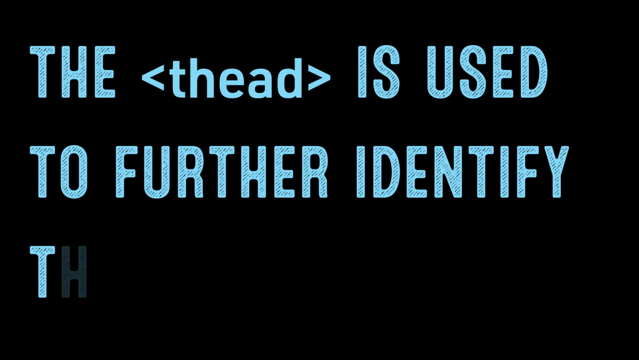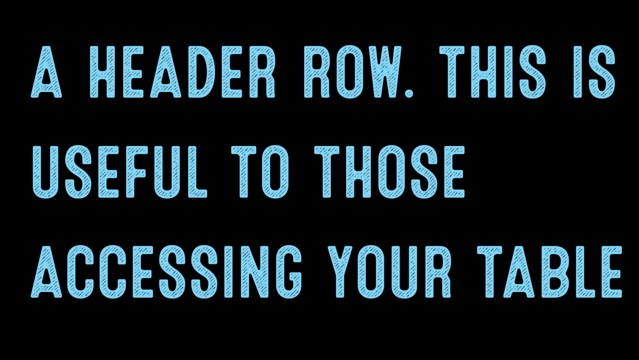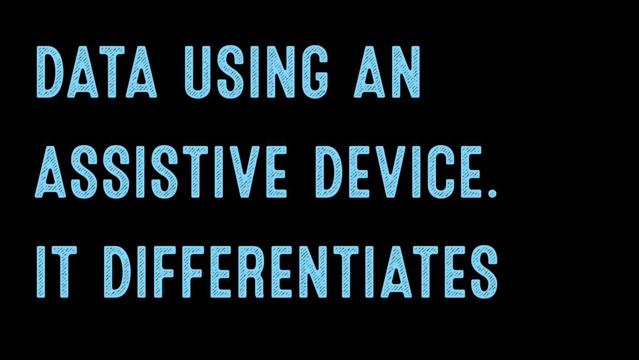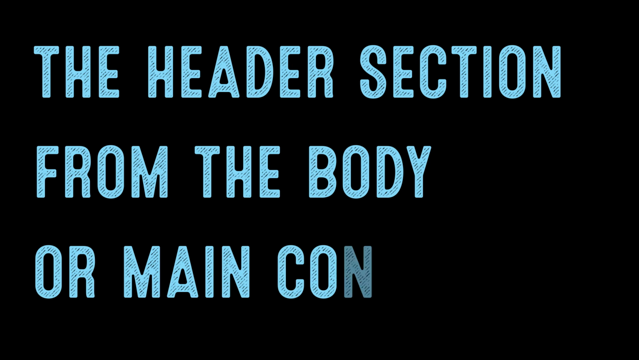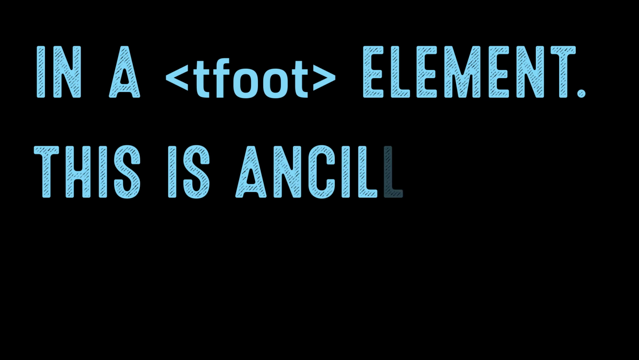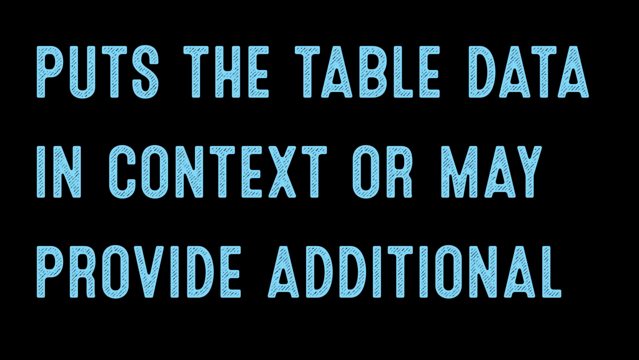The table head element is used to further identify that first row as a header row. This is useful to those accessing your table data using an assistive device. It differentiates the header section from the body or main content, enclosed in a table body element. Any footer information would be in the tfoot element. This is ancillary information that puts the table data in context or may provide additional information to clarify the data presented.